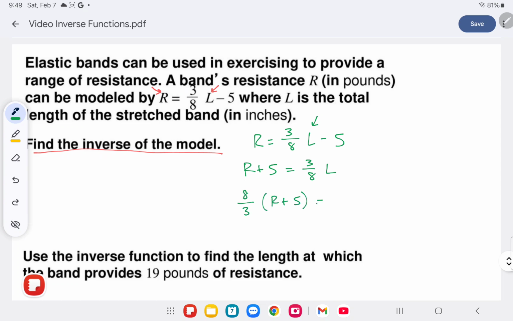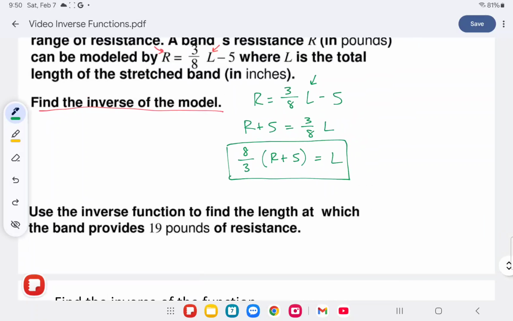And this would be considered the inverse function because we just undid every step. And now it's written in terms of the length of the band instead of the band's resistance. And that would be helpful to us in this case. It says use the inverse function to find the length. So if we're searching for length, it's helpful to have it in terms of length.